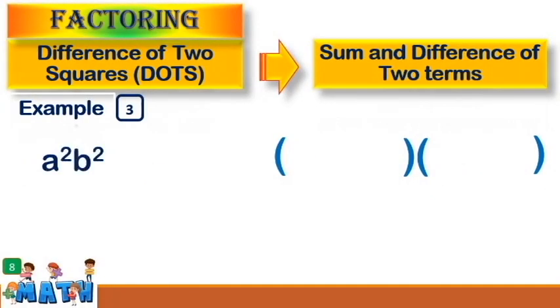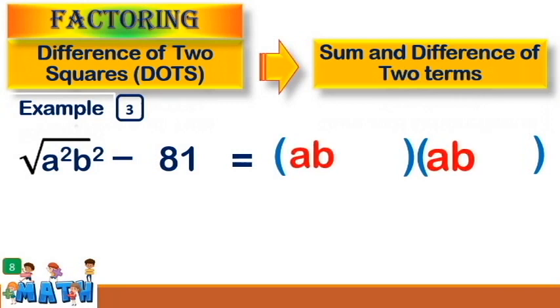Example number 3, we're going to get the factors of a squared b squared minus 81. So what are we going to do? First, get the square root of a squared b squared. The square root is ab, since ab times ab is a squared b squared. And the square root of 81 is 9, since 9 times 9 is 81. So writing the answer as a sum and difference of two terms, we have the quantity ab plus 9 times the quantity ab minus 9, which is the final answer.